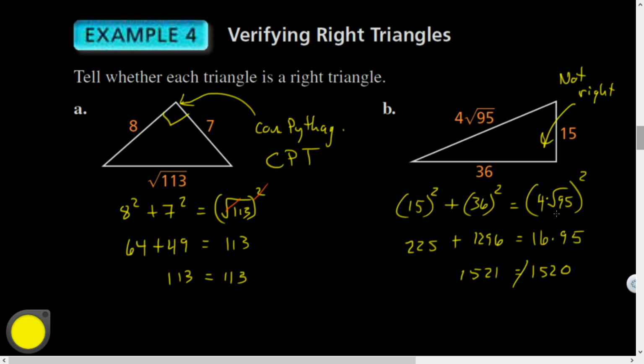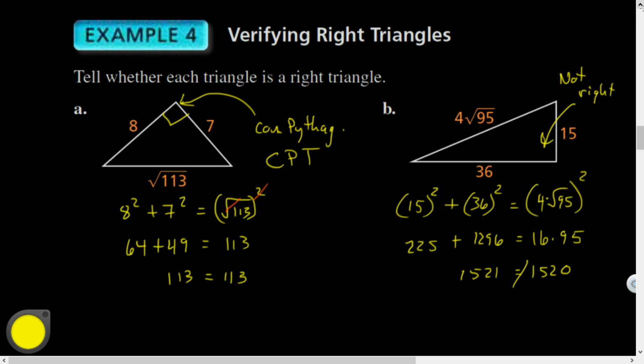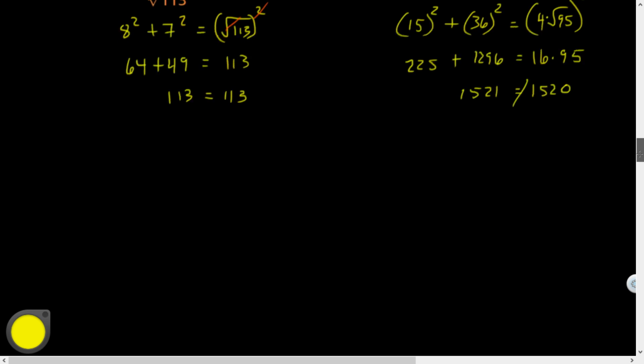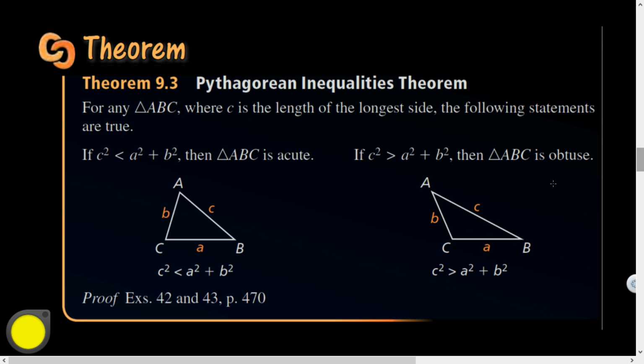All right, so that's the converse of the Pythagorean theorem. But guys, not only can we check to see whether or not a triangle is a right triangle, we can take this a little bit further. Did you know that? Guess what, guys? We can take this further.